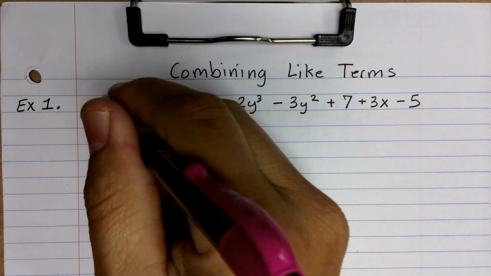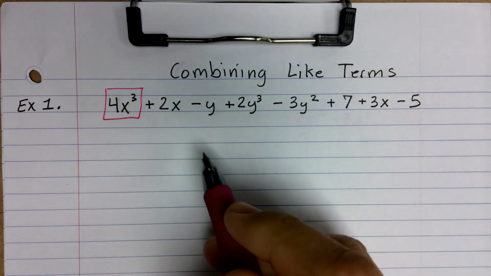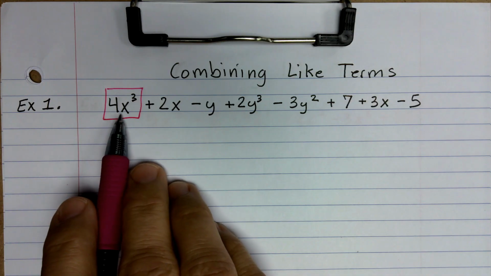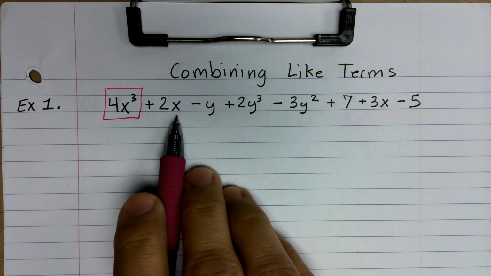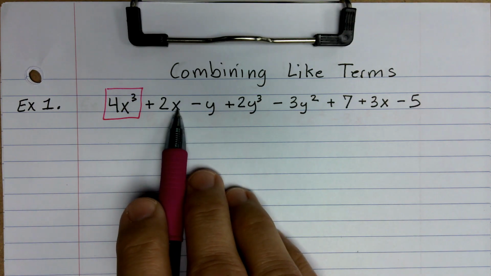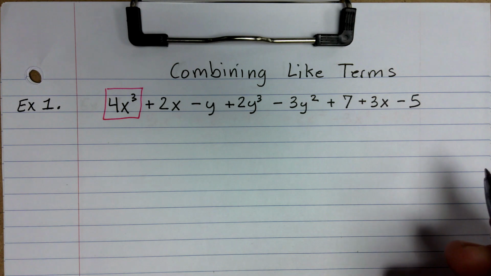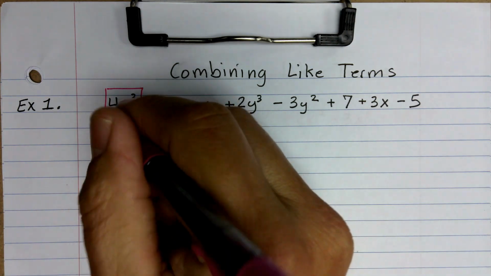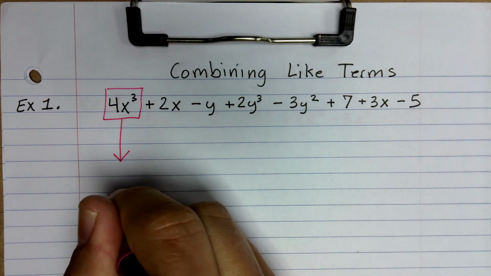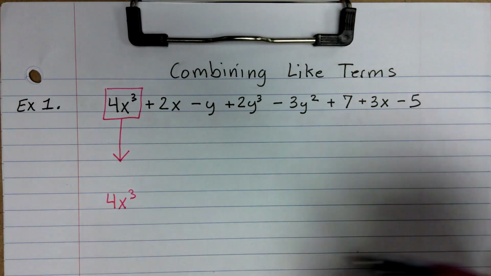For instance, I'm going to start by using a box, and I'm going to box 4x to the third power, or what we call 4x cubed. And I'm going to look and see, are there any other x cubed variables inside of these terms. If I look, there's x to the power 1, x to the power 1, so there's no other x cubes. So this one right here, I'm just going to bring it down and write it all by itself. So I have 4x cubed. Now I'm going to go ahead and go to the next one.